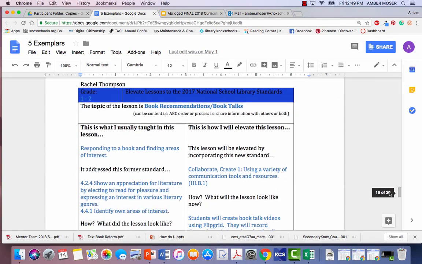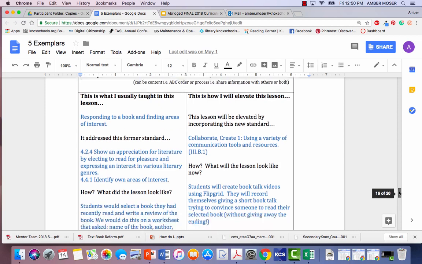This one is written by Rachel Thompson. It's a lesson for first and second graders. And the idea behind the lesson is book recommendations or book talks. And here's what she has decided to do to this idea to elevate it.